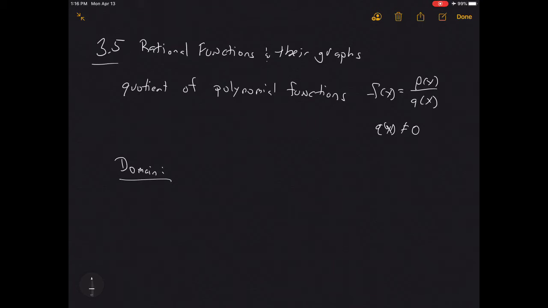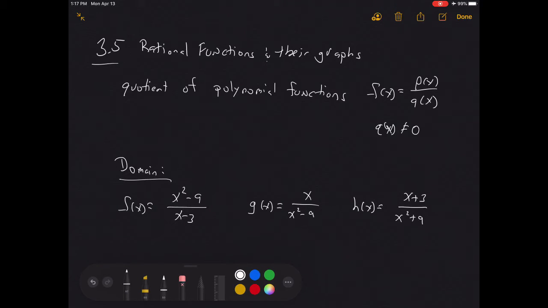So let's do f of x equals x squared minus 9 over x minus 3. We're going to do g of x is x over x squared minus 9, and we're going to do h of x is x plus 3 over x squared plus 9. So let's take a look at these and see how it works.